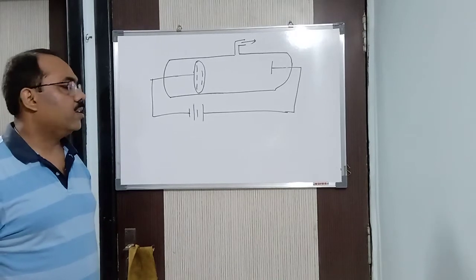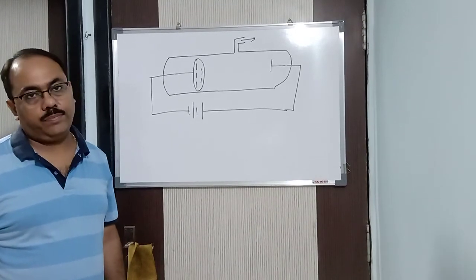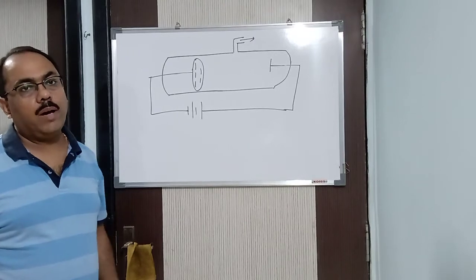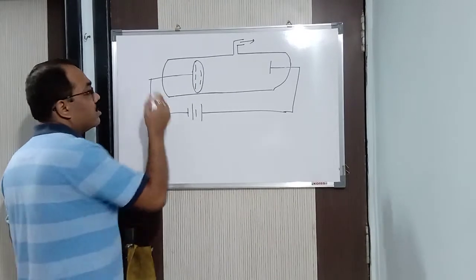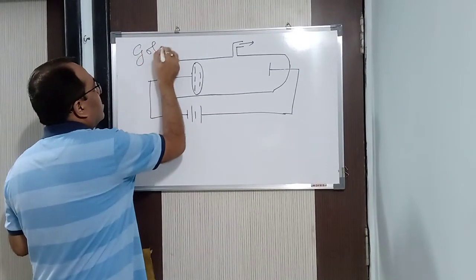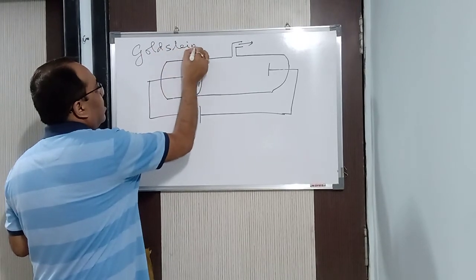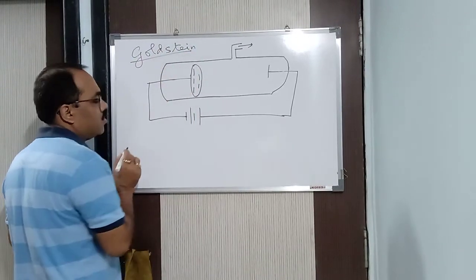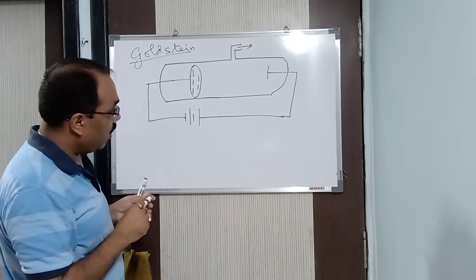After the discovery of the electron, we will see the discovery of the proton. Proton was discovered by Goldstein. Electron was discovered by Thomson. Goldstein discovered protons. Alright? Now, how?